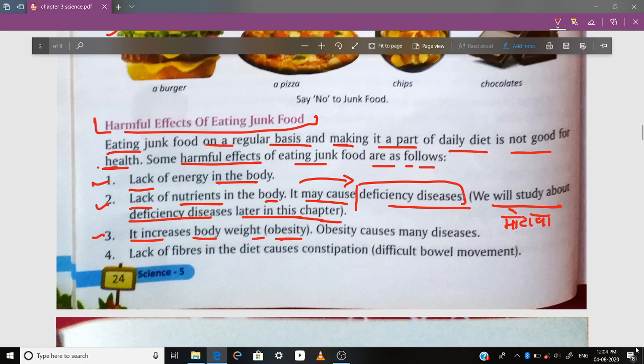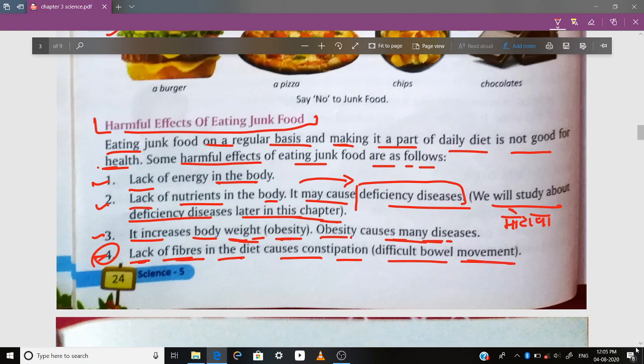So if we are having too much junk food, lots of pizzas, lots of chips, lots of burgers, it can increase obesity. It can increase the weight of the body. Obesity causes many diseases such as heart disease, heart attack, and hypertension. These are some diseases which are caused by obesity. So obesity is not good. Next is point four, lack of fibers in the diet causes constipation, meaning difficult bowel movement.